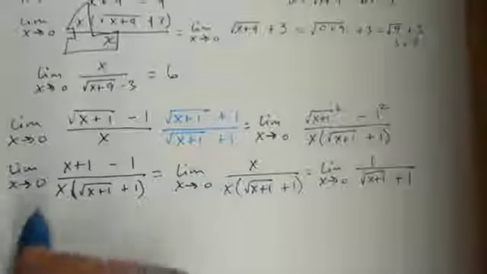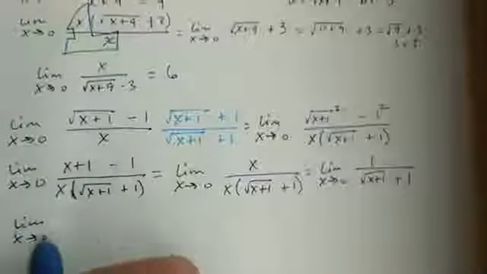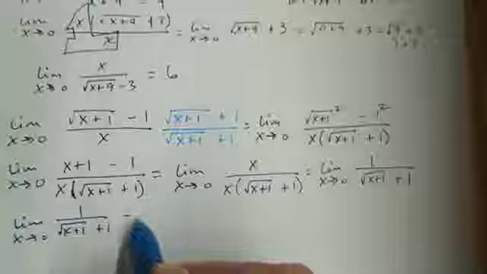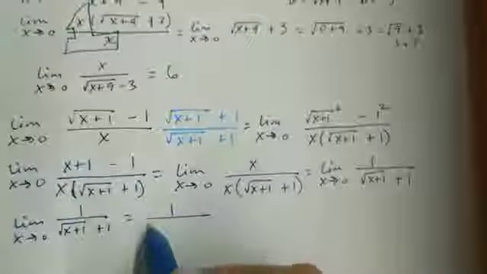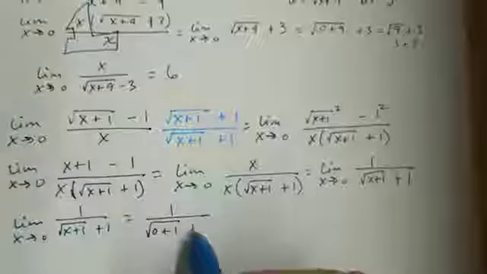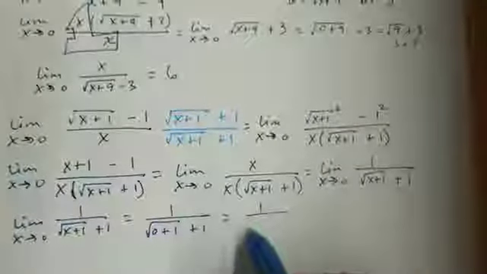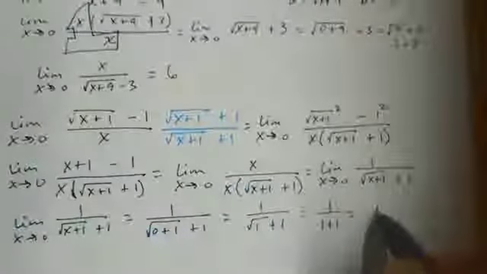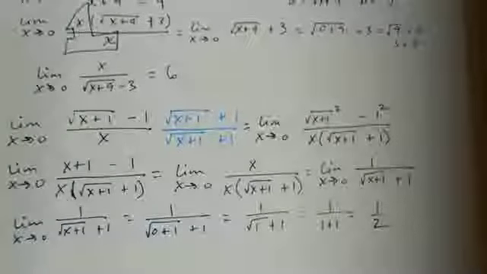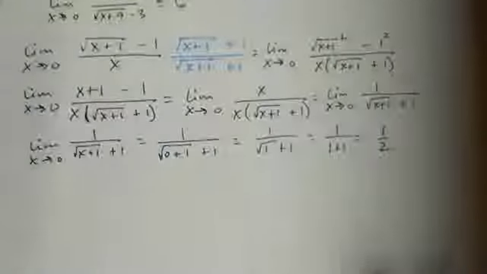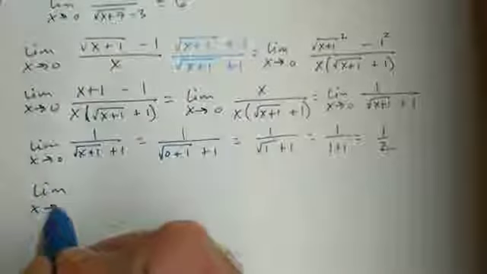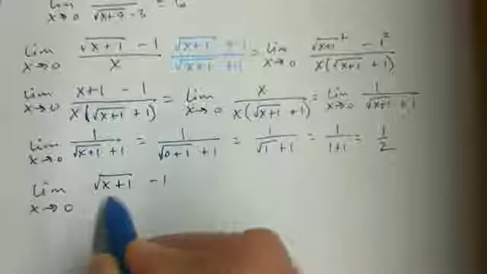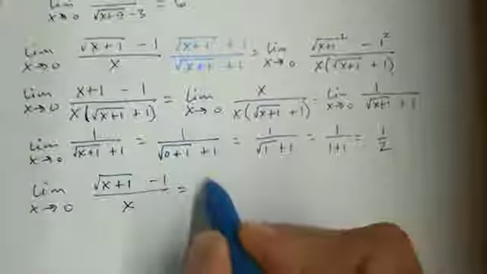And now we're ready to evaluate the limit as x approaches 0 of 1 divided by the square root of x plus 1 plus 1, which is the same thing as 1 divided by the square root of 0 plus 1 plus 1, which is 1 divided by the square root of 1 plus 1, which is 1 divided by 1 plus 1, which is 1/2. Therefore, we know that the limit as x approaches 0 of the square root of x plus 1 minus 1 divided by x is 1/2.